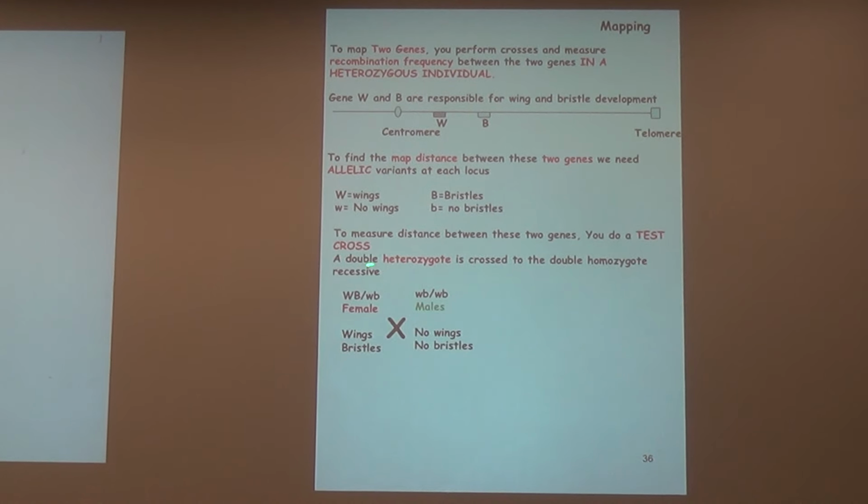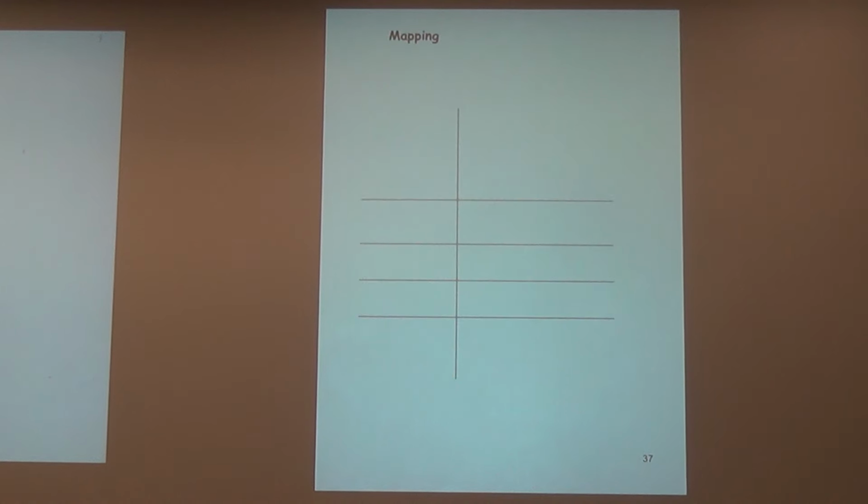So, here is a female, big W, big B, little w, little b, crossed to a male. And then, you're going to look for recombinants that will appear in the offspring. So, the female will produce 4 kinds of gametes. You guys are really familiar with this. Big W, big B, little w, little b, big W, little b, little w, big B.